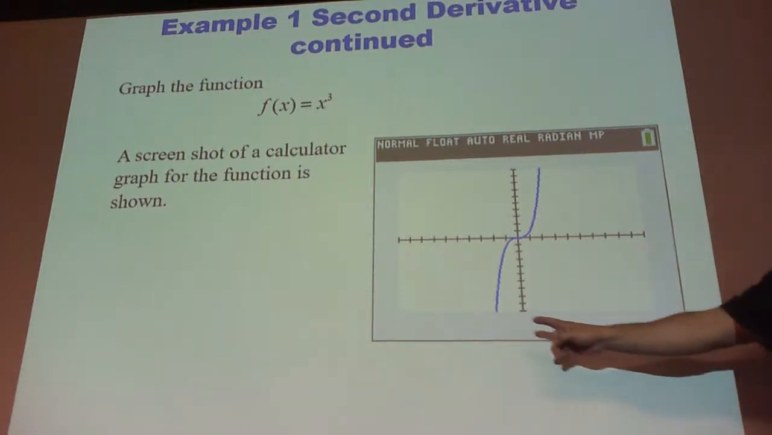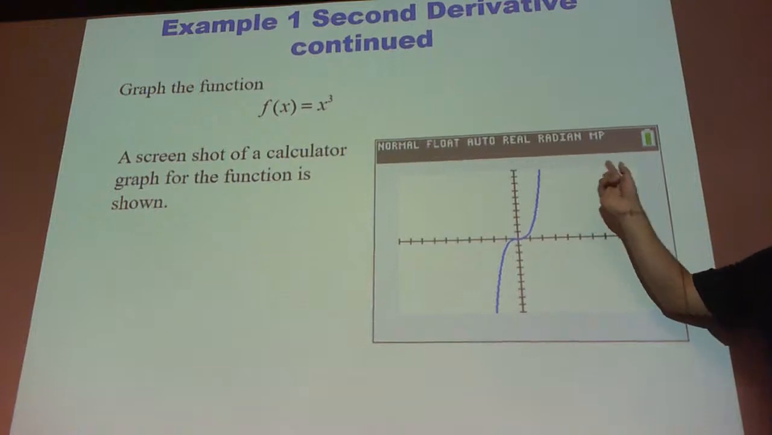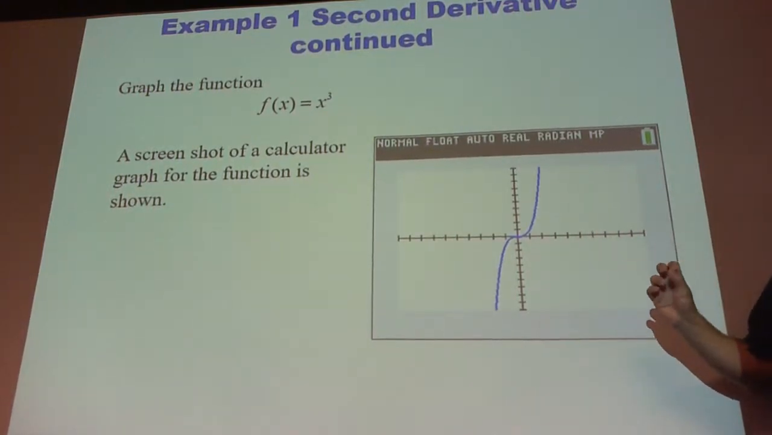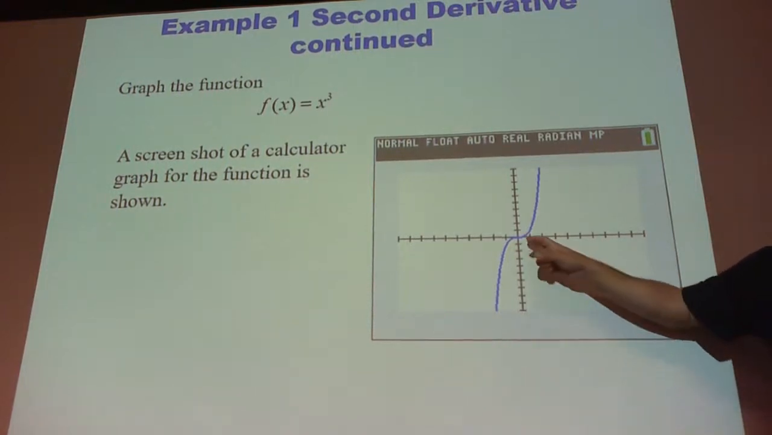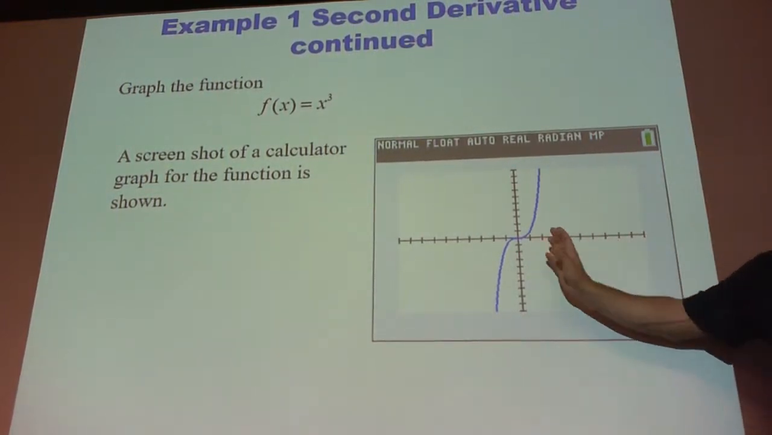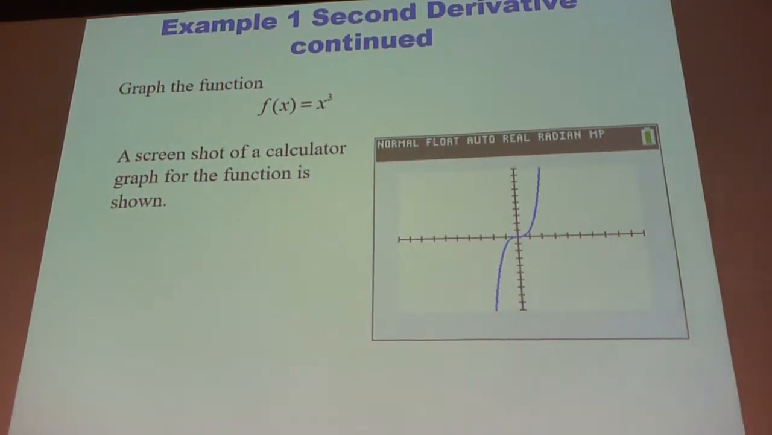If I was looking at the graph of x cubed, you notice that the graph starts concave down and goes to concave up. The second derivative will tell us where the graph is concave down and where the graph is concave up. And notice that it changes at 0. Less than 0, it's concave down. After 0, it's concave up. We can see all that with the second derivative.